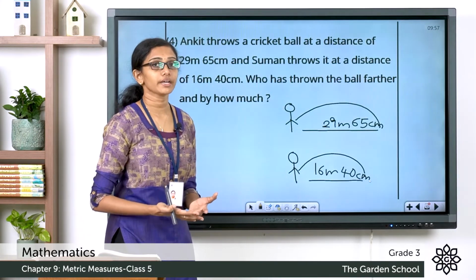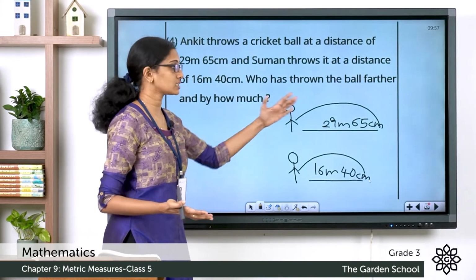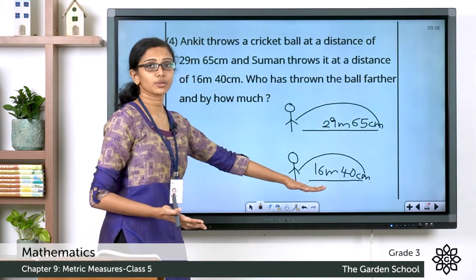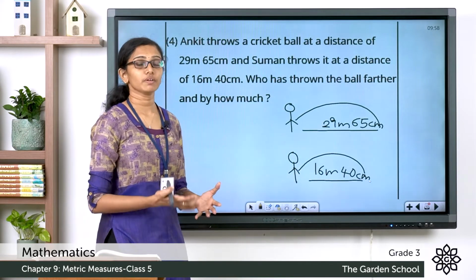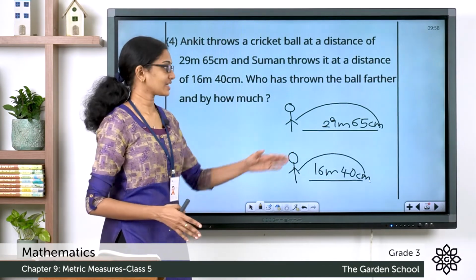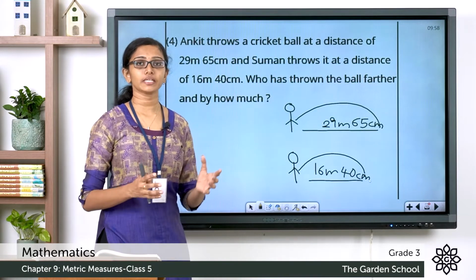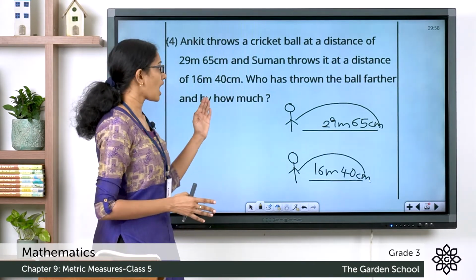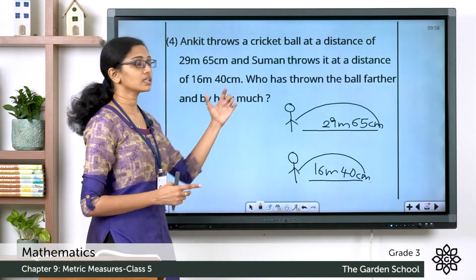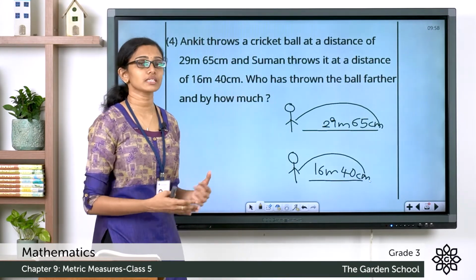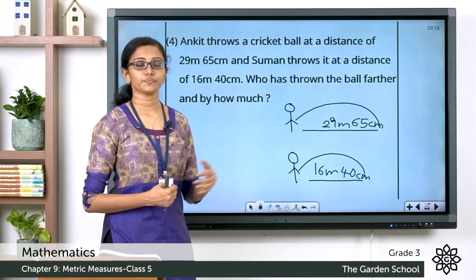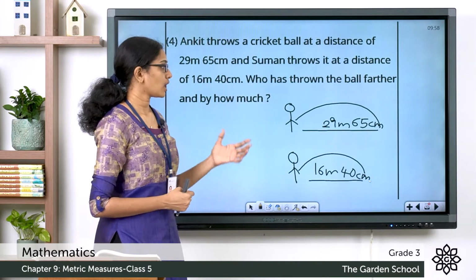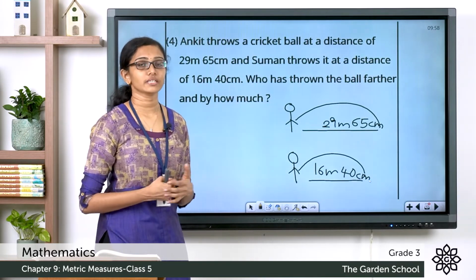So, how do we find out by how much this distance is more than that of Suman? How do we find that? If we subtract these two measurements, we will get a difference. And that difference will be the answer of how much more distance Ankit threw the ball to.